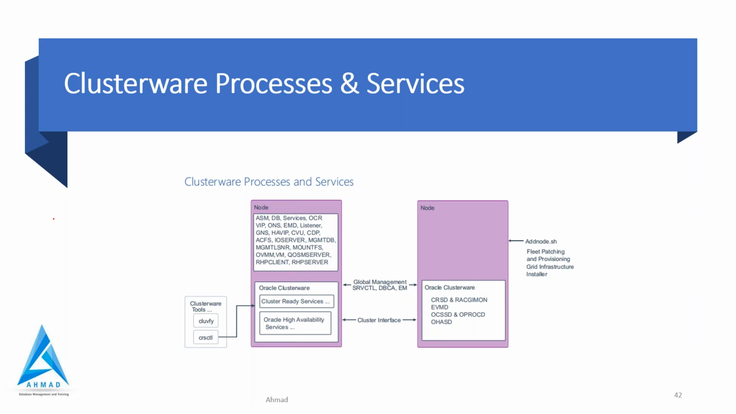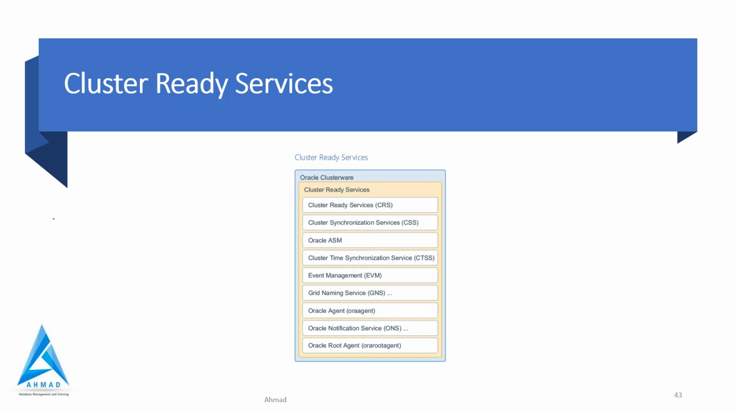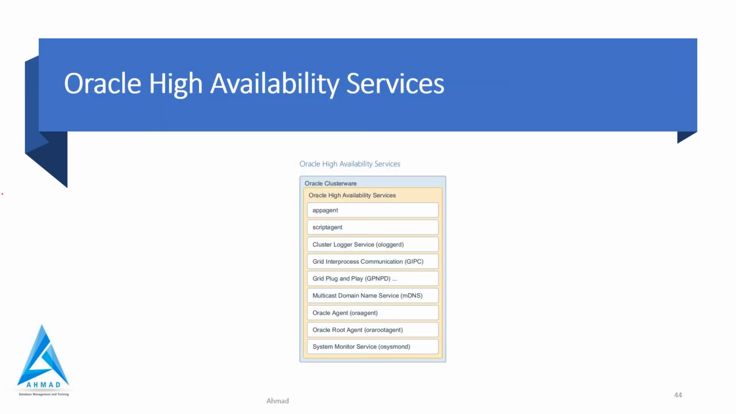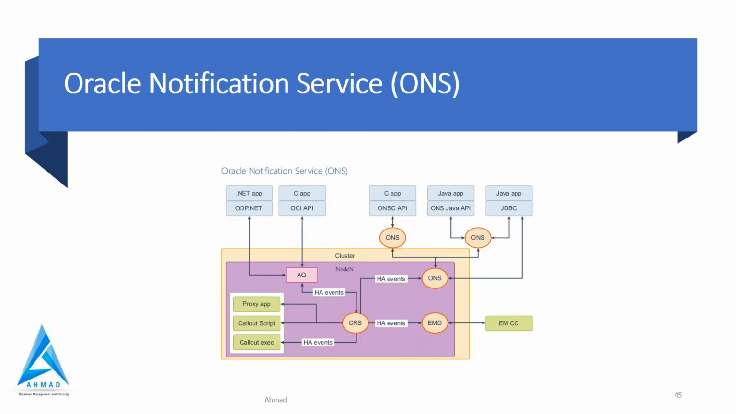Now I said cluster ready services. In that you have CRS, CSS, ASM, CTSS, EVM, GNS, ORA agent, ONS, and ORA root agent. These are the things which belong to the CRS. And in OHAS you have app agent, script agent, ologgerd, GIPC, GPNPD, MDNS, ORA agent, ORA root agent, and OSysMon. I'm not going into that detail. It is too vast to cover here, so I can do a little bit.